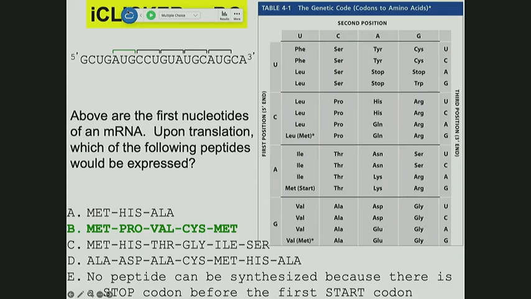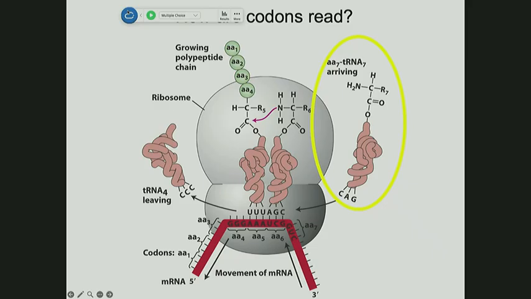Why was E incorrect? No peptide can be synthesized because there is a stop codon before the first start codon. Yes? Yeah, there can be no stop codon. There can be nothing until you first have the start codon. So if you saw maybe, oh, there's a UGA here, that's a stop codon. No, you have to first find the start codon, and only then do you start reading. Is that clear to everyone? All right.